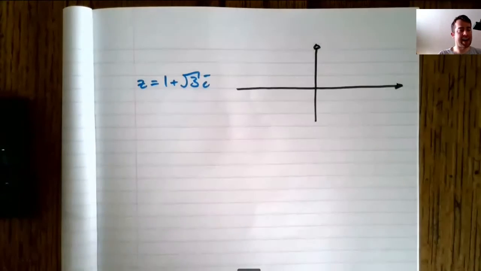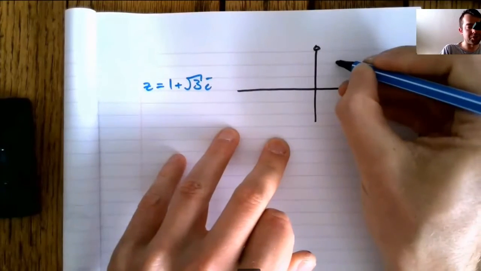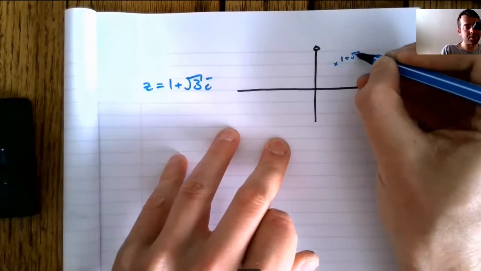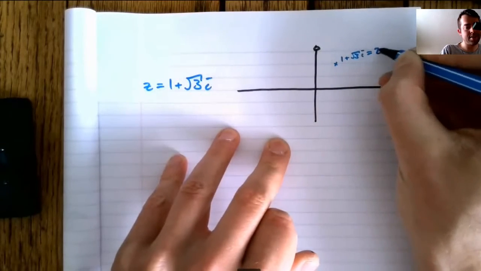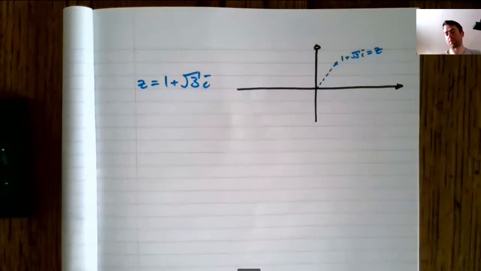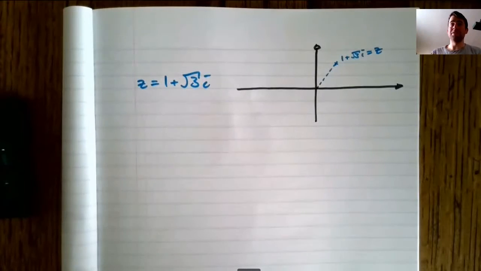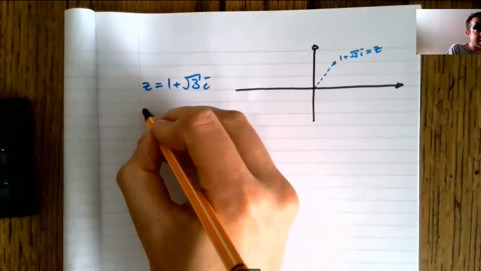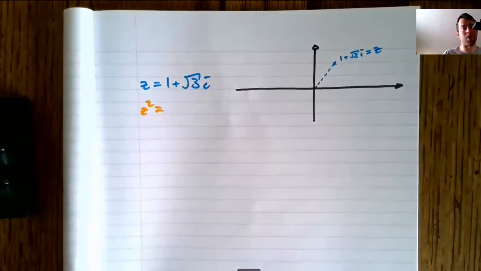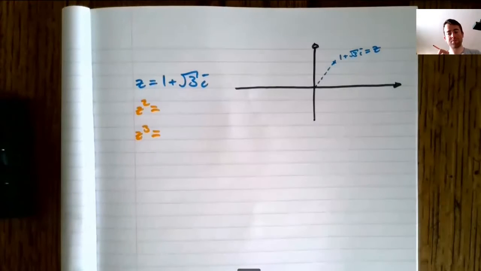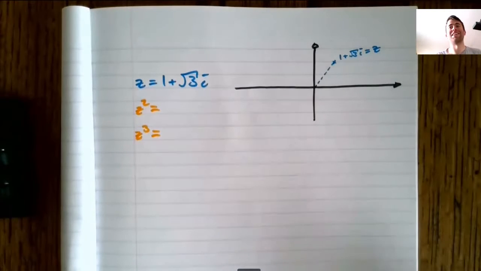So we've got z at 1 along and root 3 up. Let's put it about there. 1 plus root 3i. I want you to do some calculations yourself now. Given that that is z, what is z squared and z cubed? Pause the video now and work those out.